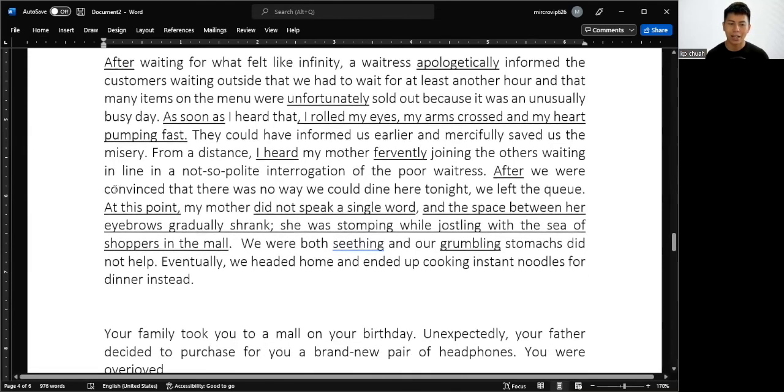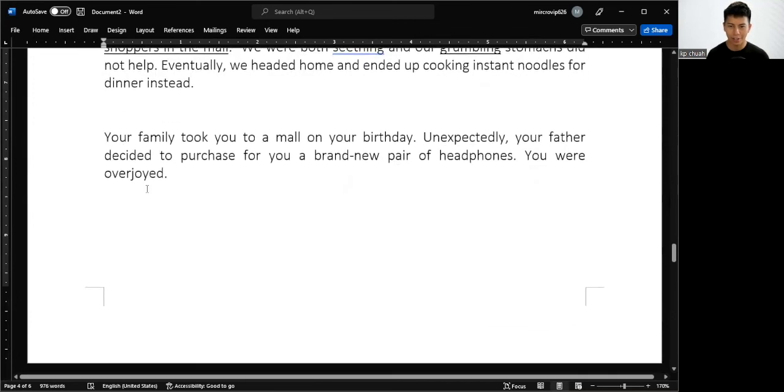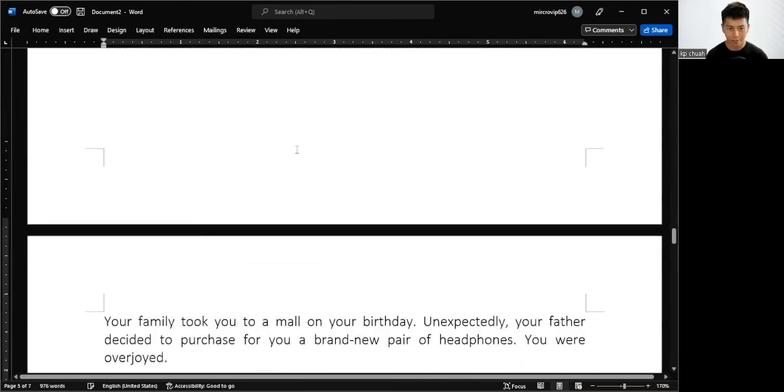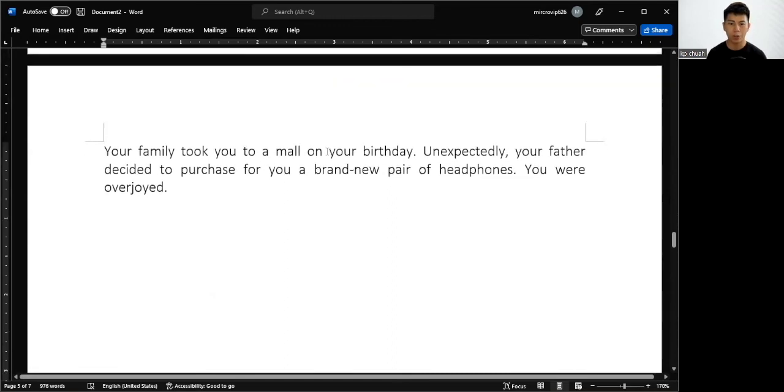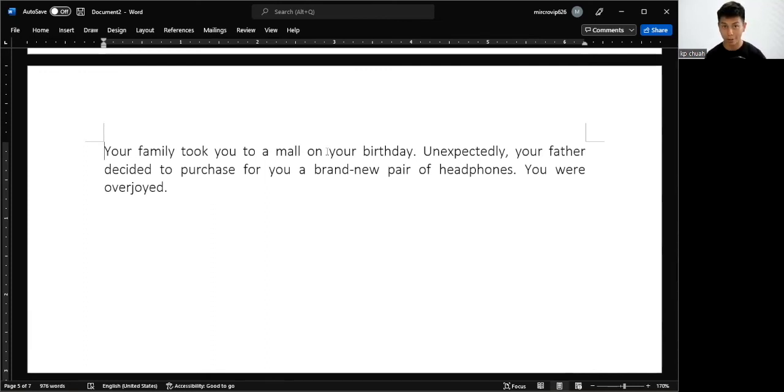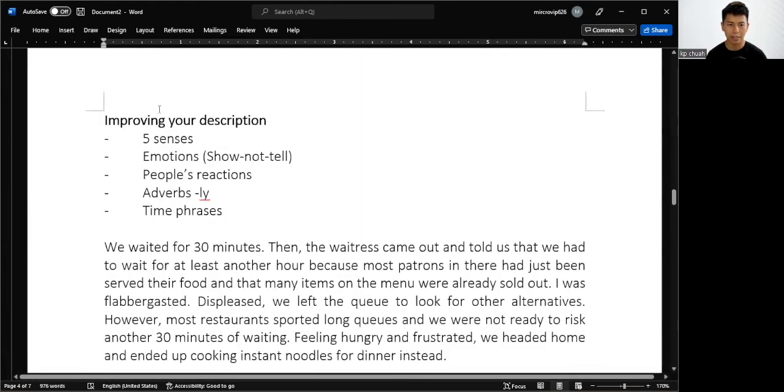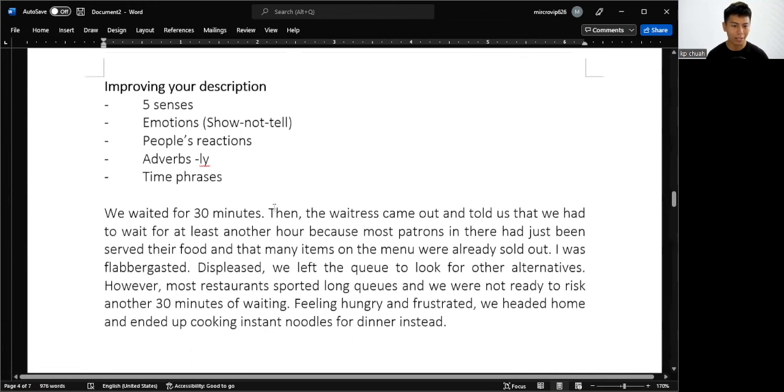And your task, your challenge for today is, now your family took you to a mall on your birthday. Unexpectedly, your father decided to purchase for you a brand new pair of headphones. You were overjoyed. Now, this is a different story from the one that we have, but use this to write one paragraph and try to include those techniques that we talked about earlier, these 5 techniques. Use them as much as you can, and then we'll see how you do and how your friends do.